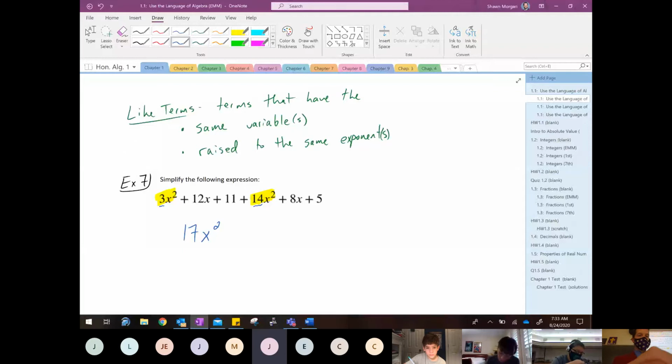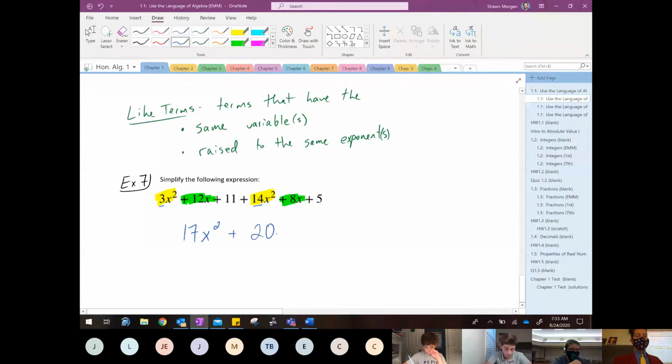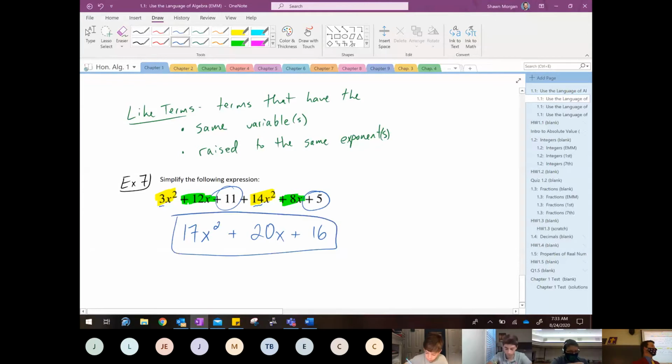Josh, why don't you pick another pair for me, please? 12x plus 8x. All right, easy enough. We got 12x. We got 8x. So again, we're going to combine the coefficients and get 20x. Last but not least, we've got 11 and 5, so we got 16. Adding like terms, y'all probably did that last year in pre-algebra or whatever. Okay, easy peasy lemon squeezy.